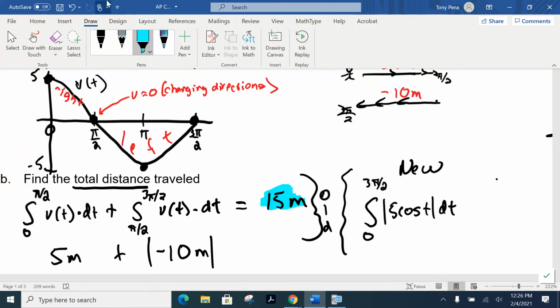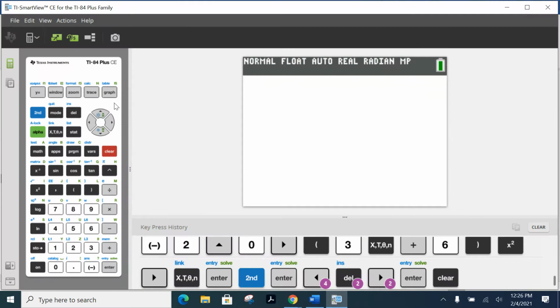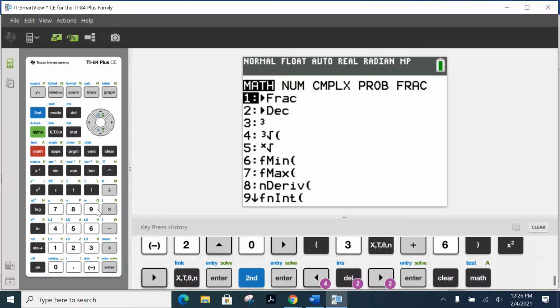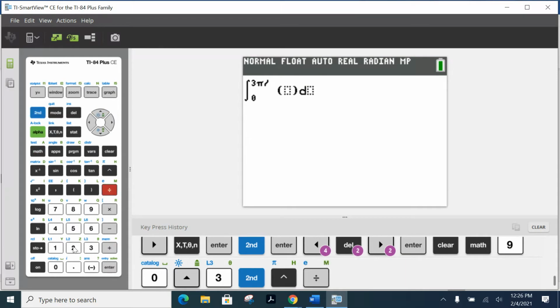So you have probably done this maybe at some point in your life. It's probably been a while, but the absolute value bars. So when we go to plug this into your calculator, clear this out. You're still going to do your math 9. We're going 0 to 3 pi over 2. So we get to this step here. And then we now need the absolute value bars. And then within the absolute value bars, we're going to put that 5 cosine of t.